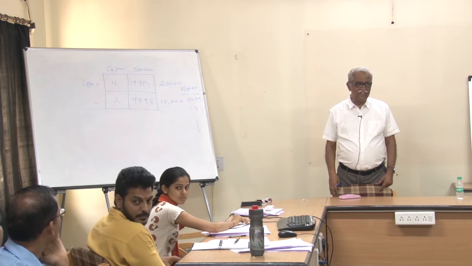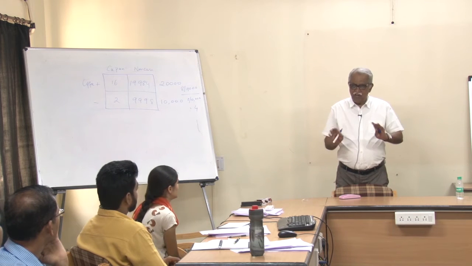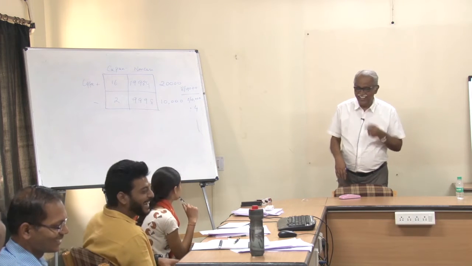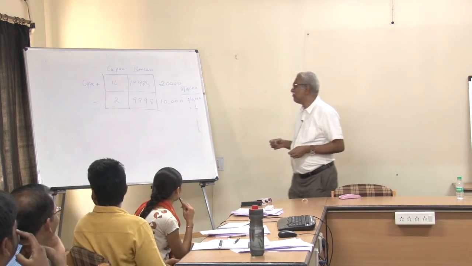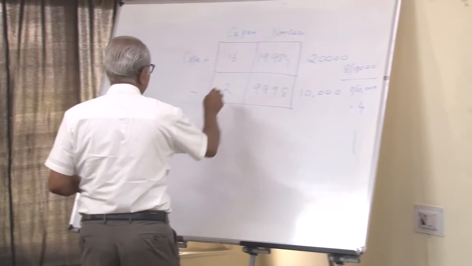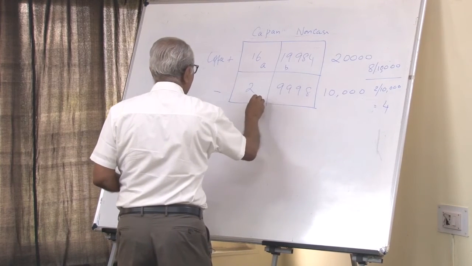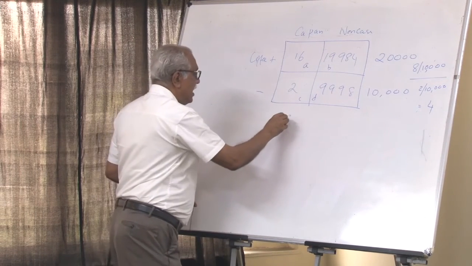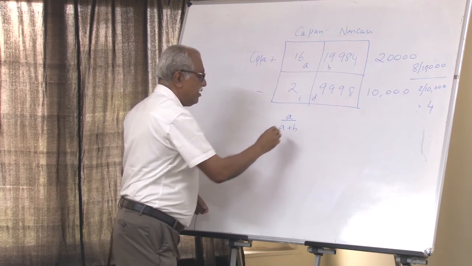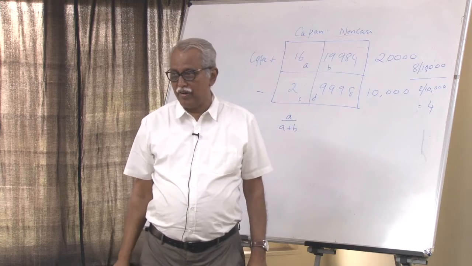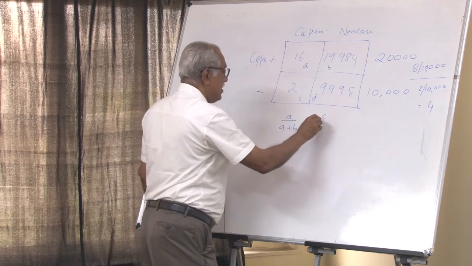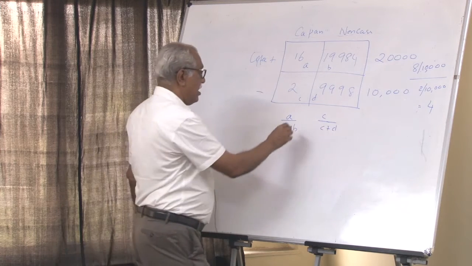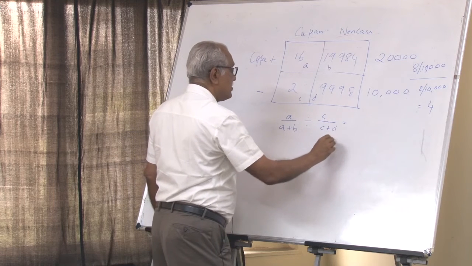You are just normally suspicious, right? All right. Now, what did I do? I calculated A by A plus B, which is the incidence of disease among coffee drinkers. I calculated C by C plus D, which is the incidence among non-coffee drinkers. I divided one by the other. The answer was 4. That is the relative risk.